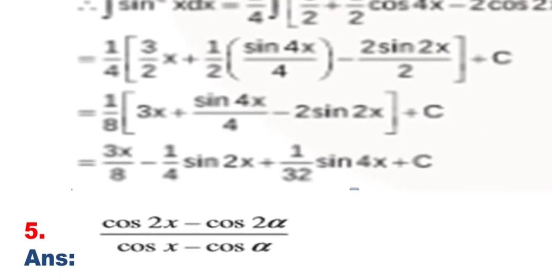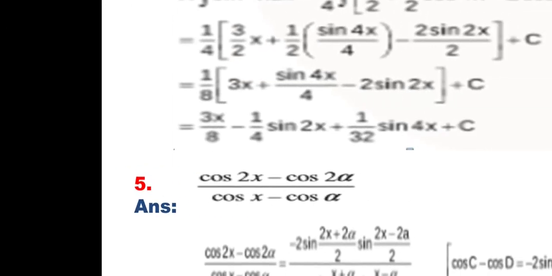Now simplifying this, 1 by 2 is taken common from the bracket. So 1 by 8 into 3x plus sin 4x by 4 minus 2 sin 2x plus c. Now ultimately removing this bracket, we get the final answer, which is 3x by 8 minus 1 by 4 sin 2x plus 1 by 32 sin 4x plus c. So students, I hope all of you understood this question.